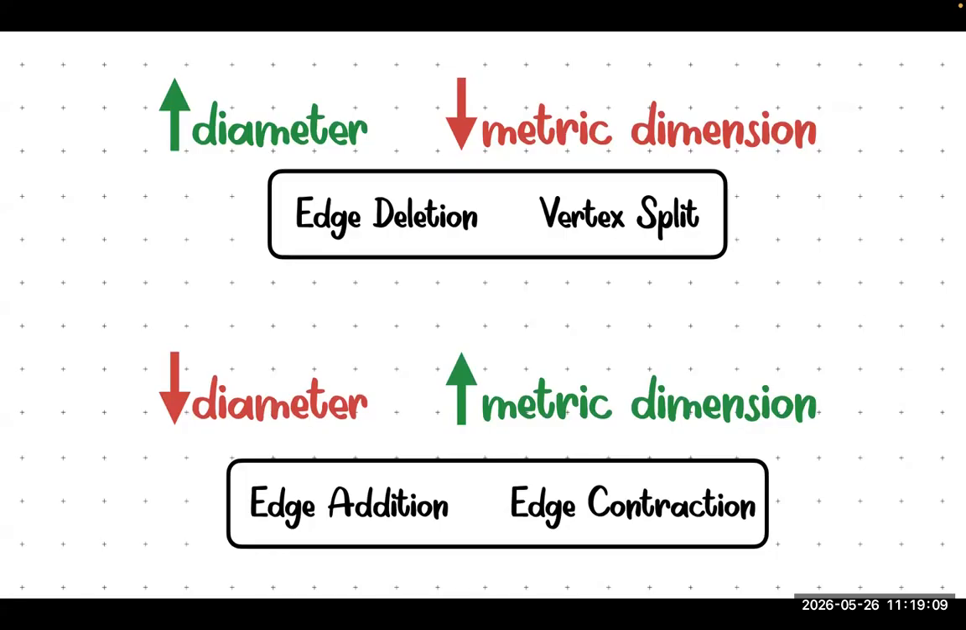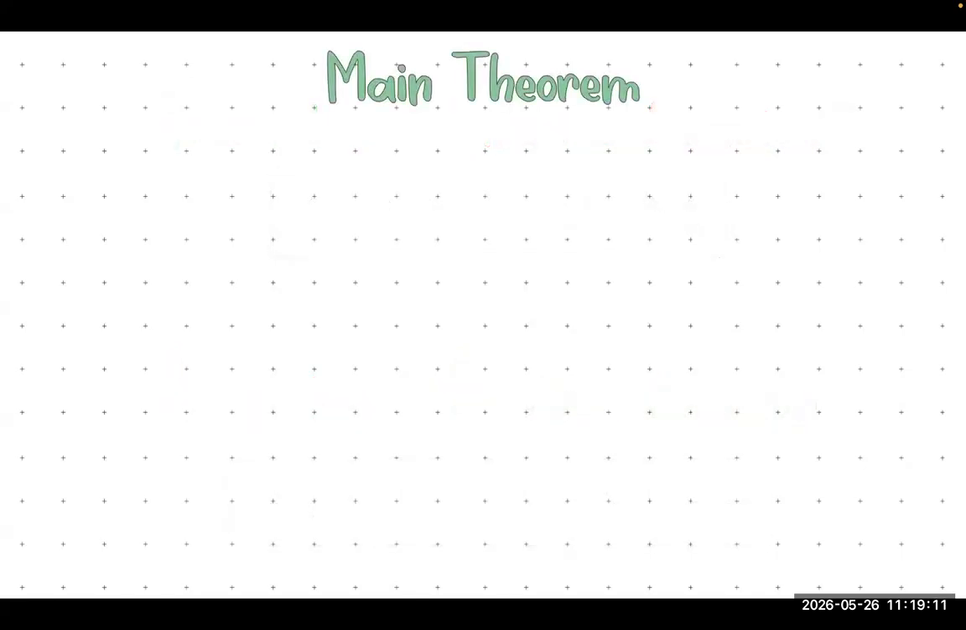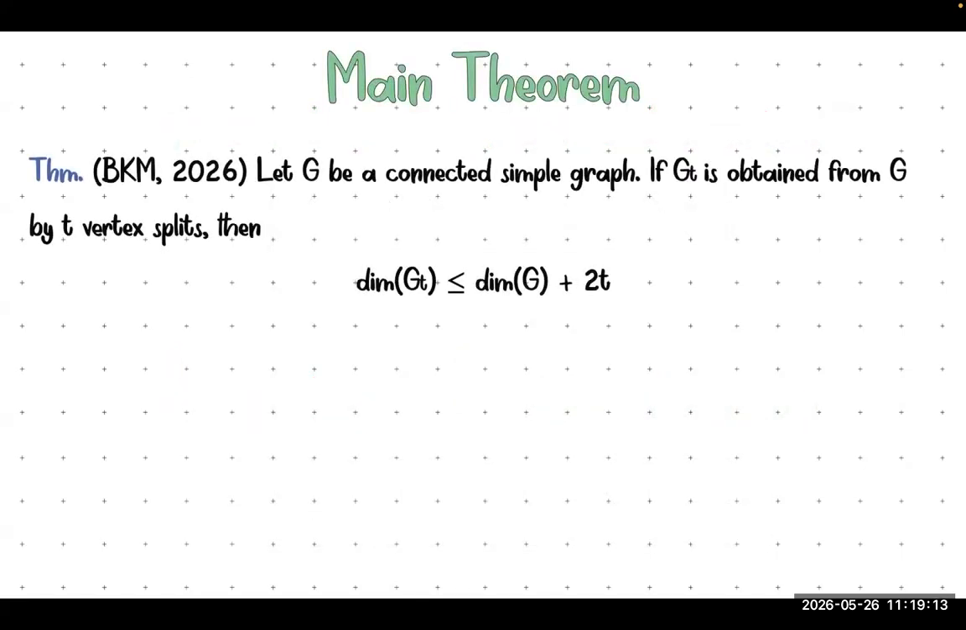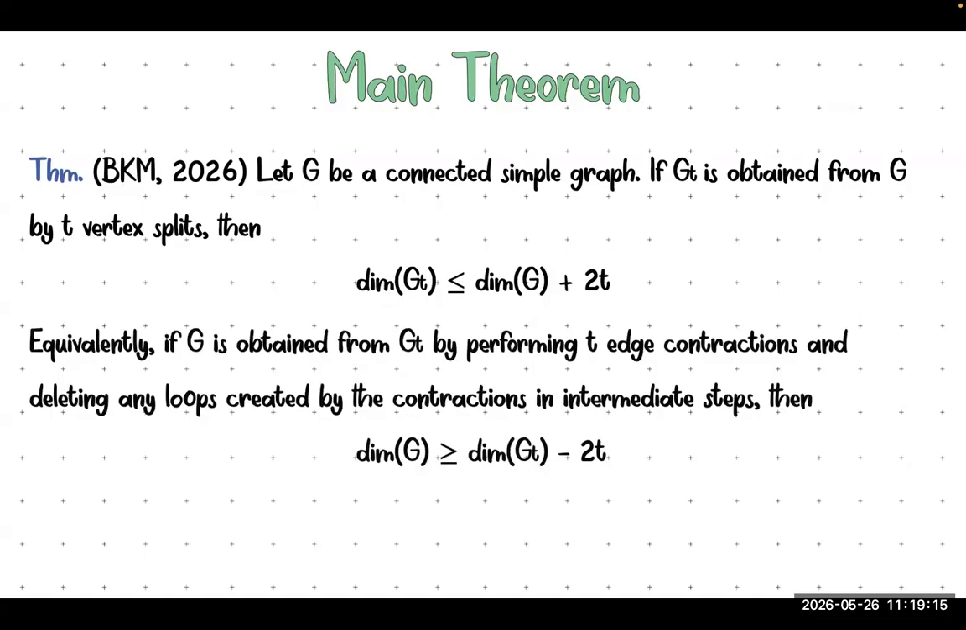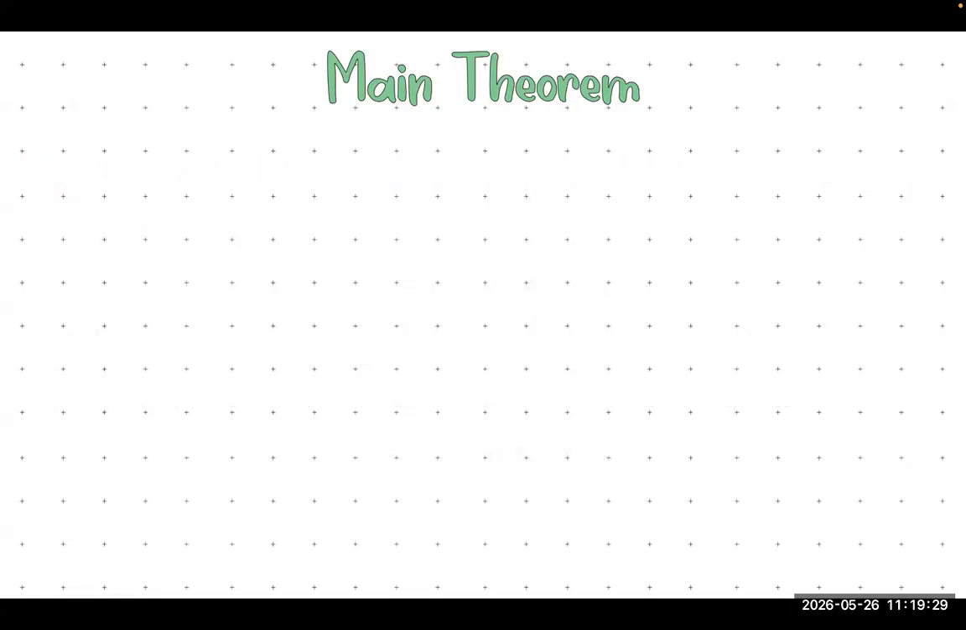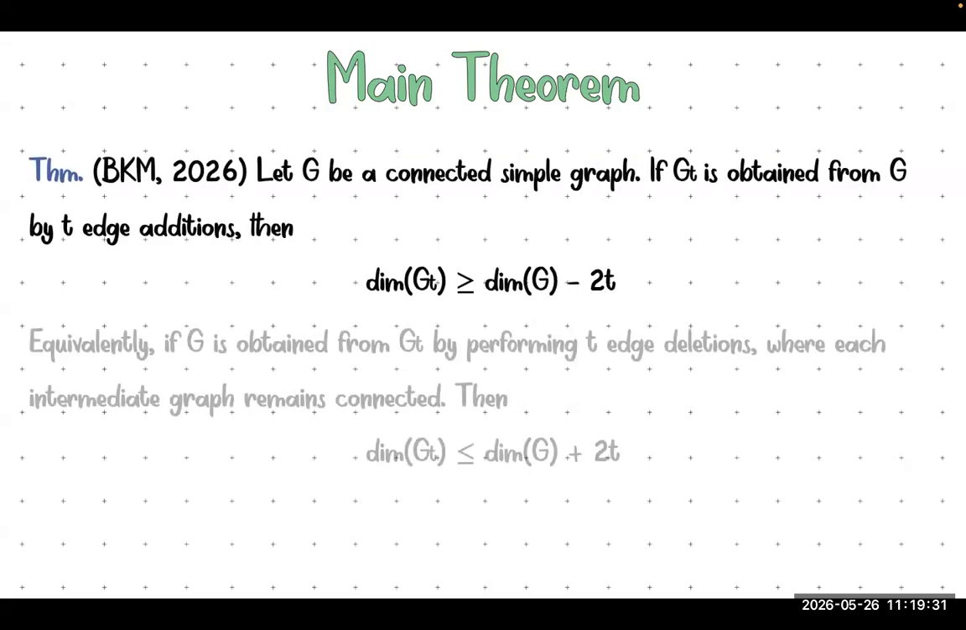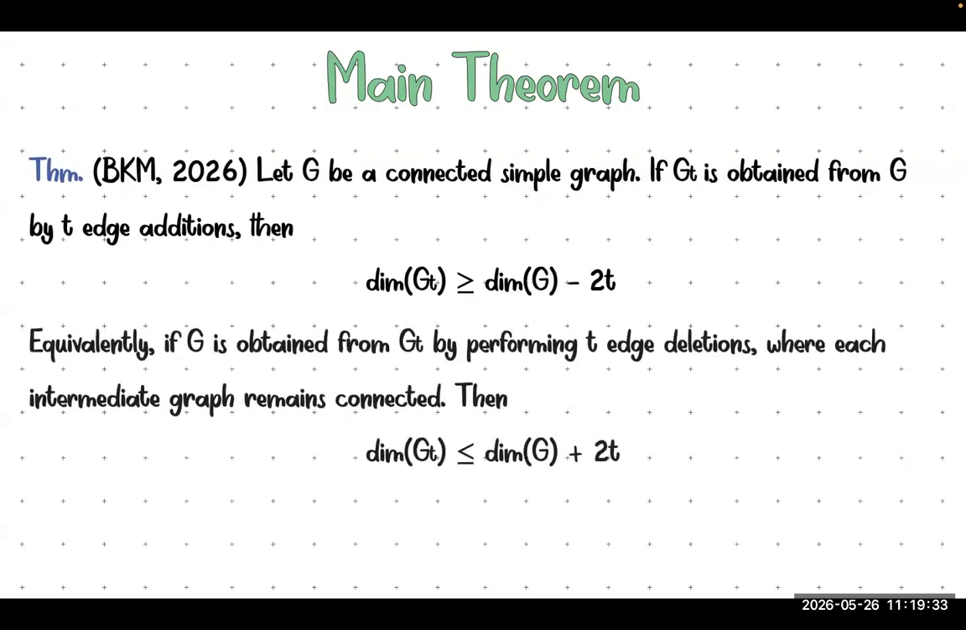Okay. And so our main theorem was also that if we successfully apply these operations, then we can get this upper bound, which we were able to find is sharp. Okay, one for the vertex split and another one for the edge contraction. We can get similar results for the edge deletion and the edge addition. Okay.